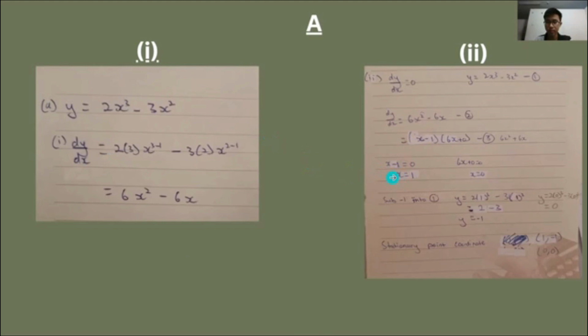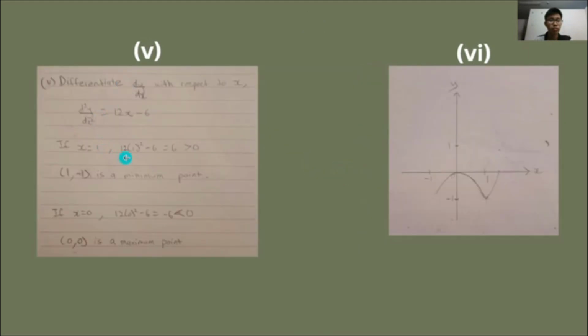If x equals 1, 12 times 1 minus 6 equals 6, which is bigger than 0. Therefore, any value that is larger than 0 means a minimum point. So (1, negative 1) is the minimum point. And if x equals 0, 12 times 0 minus 6 equals negative 6, which is less than 0. Therefore, a negative value means a maximum point.